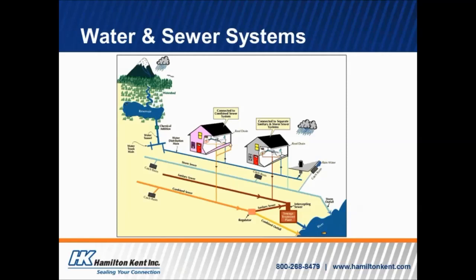In some cases, a lot of cities will use a combined sewer system, so they have the sewer as well as the roof drain all going into a combined sewer. And then you might have a separate storm sewer. So you can see that those are all shown here, just to give you an idea as to what we're looking at.